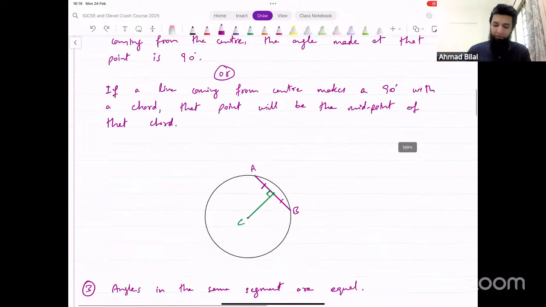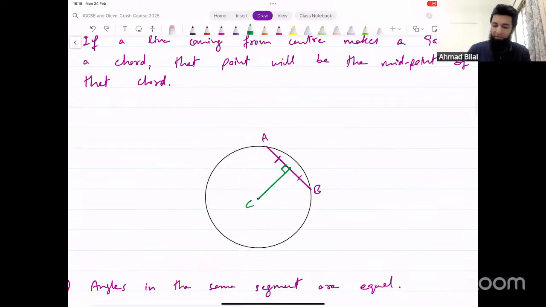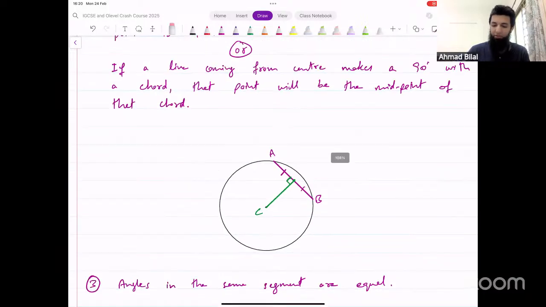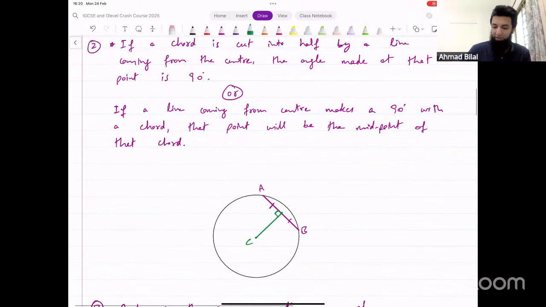And then if you have a line coming from the center of the circle to a chord such that it makes 90 degrees, the chord is divided into 2 equal parts according to this property, and it works both ways. If you know that this point is the midpoint, then the angle is going to be 90. And if you know that the angle is 90, then the point is going to be the midpoint. So if you know one of those 2 things, the other is implied from that.